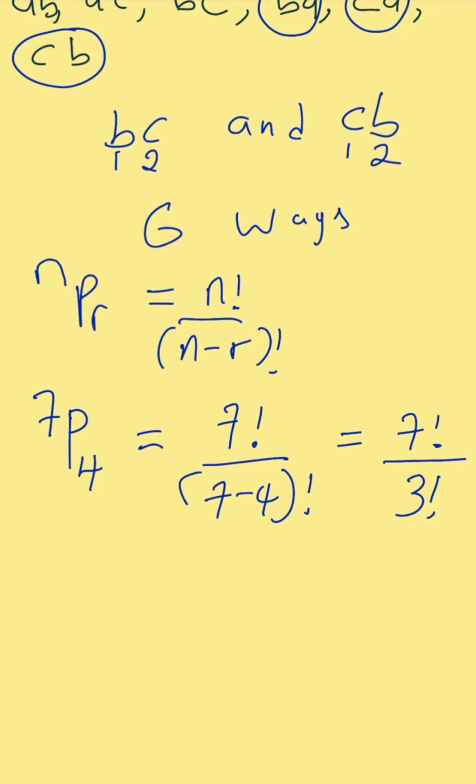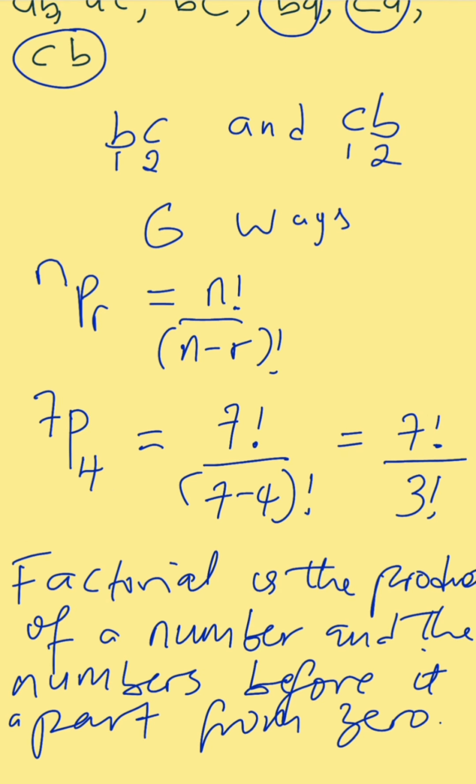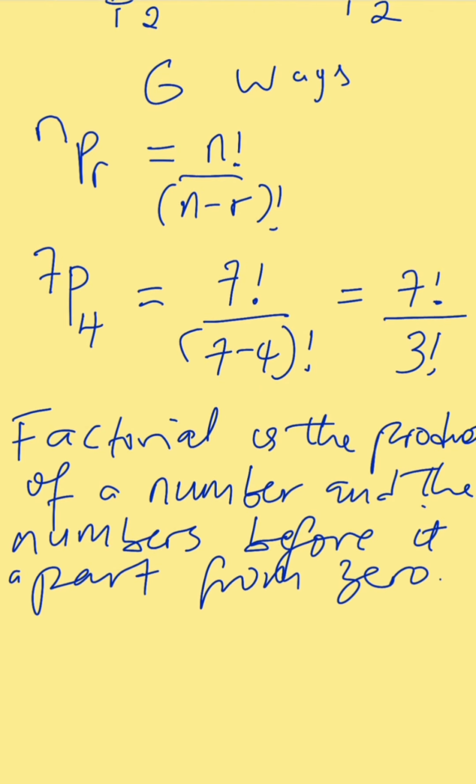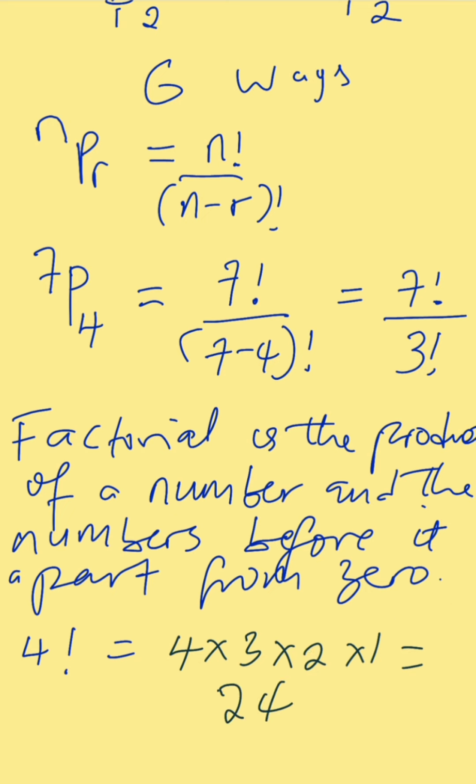What is then a factorial? So let me tell you the meaning. Factorial is just the product of a number and the numbers before it, apart from 0. For example, if I talk about 4 factorial, 4 factorial can be seen as the product of 4 and the numbers before it, which is 4 times 3 times 2 times 1. You don't include 0 because we said apart from 0. You've now seen that 4 factorial is 4 times 3, which is 12. 12 times 2 is 24 times 1 is still 24. So 4 factorial implies 24. You've now seen that factorial is the product of a number and the numbers before it, apart from 0.